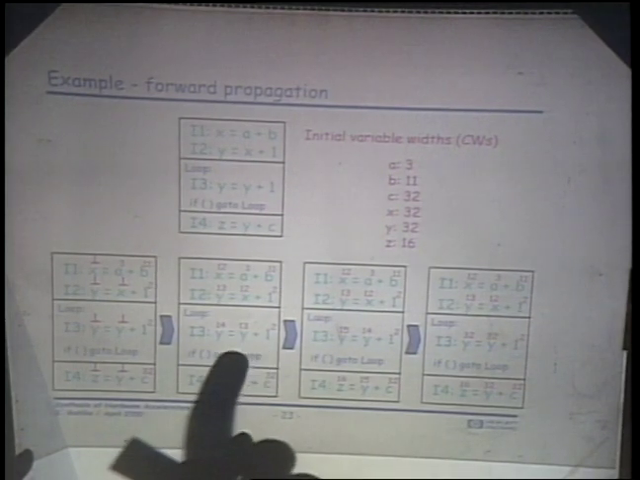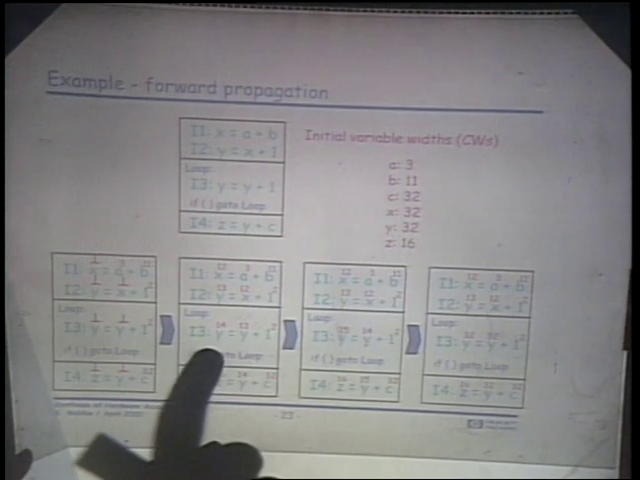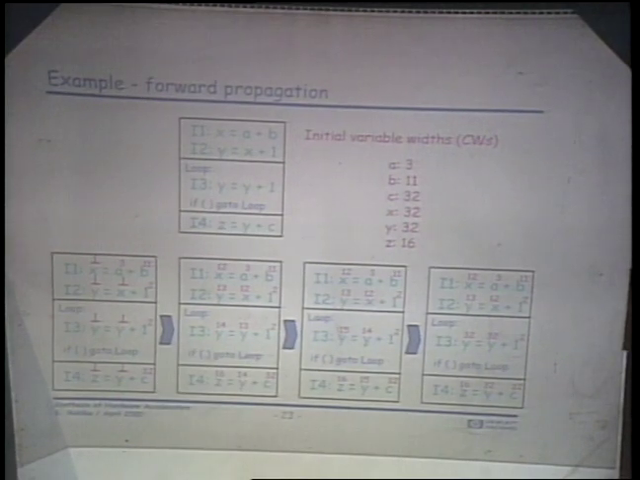Max, then we apply the forward transfer function. The max of these two plus 1 is 14 bits. Now we can propagate through to i4, and I'll skip that for a moment. But now we essentially have to keep iterating this process until we stabilize.